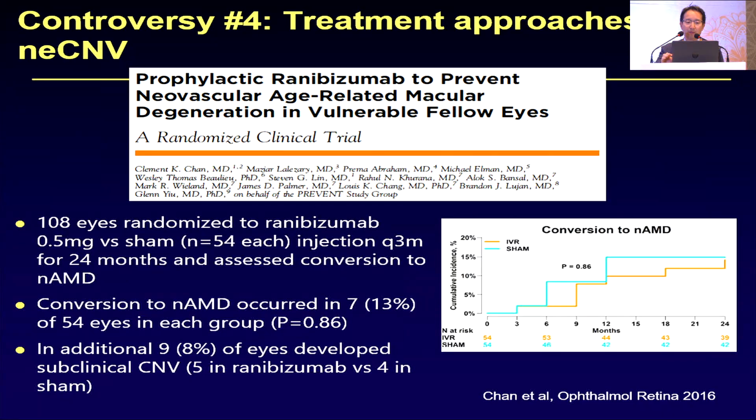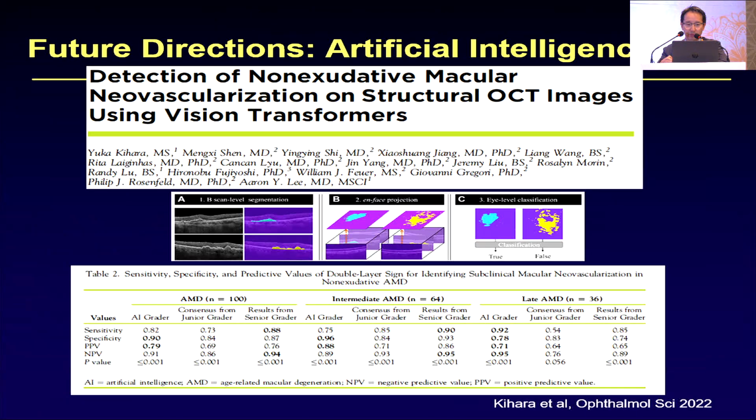Clement Chan actually performed such a study called the PREVENT study in the States, and they looked at the use of prophylactic ranibizumab treatment every 3 months compared with sham injection in patients with non-exudative AMD. If you injected them, there was no difference in the conversion from dry to wet AMD. About 8% of eyes still develop this subclinical CNV regardless of whether it's sham or ranibizumab treatment. So prophylactic treatment is probably not useful.